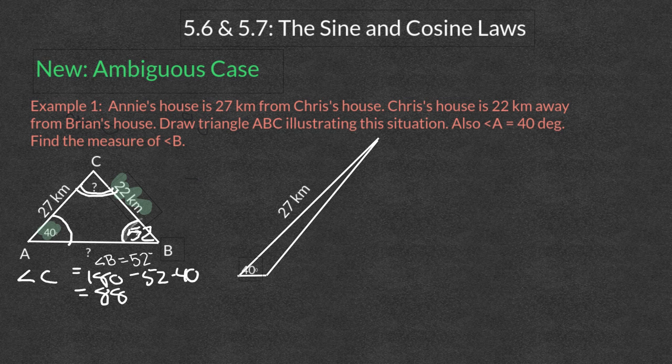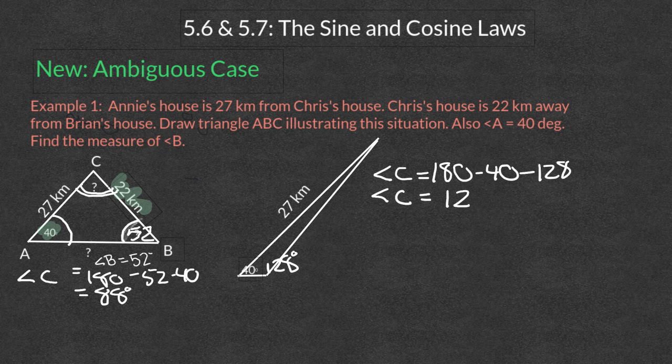Now we're going to go over to the other triangle and do the same thing. Our angle C is going to equal, in this case, remember that we got B to be 128. So angle C is going to equal 180, subtract 40, subtract 128. So on this triangle, angle C is 12 degrees, really small, right? Makes sense when you look at the picture.